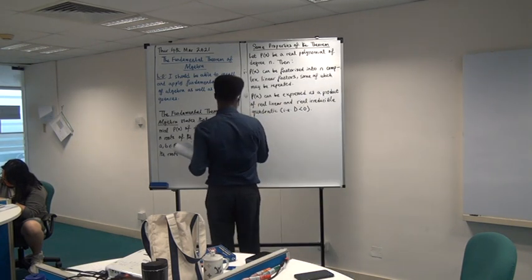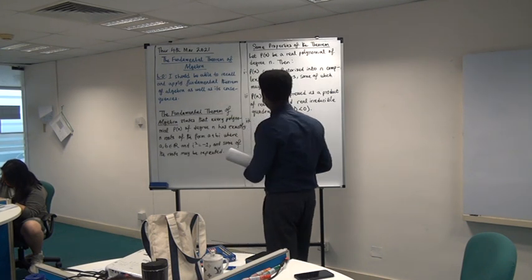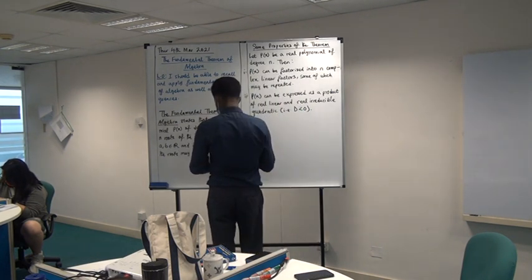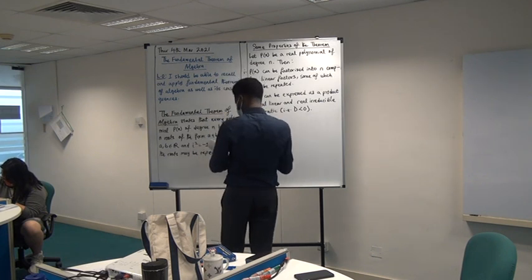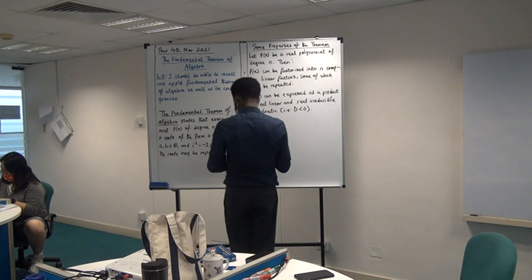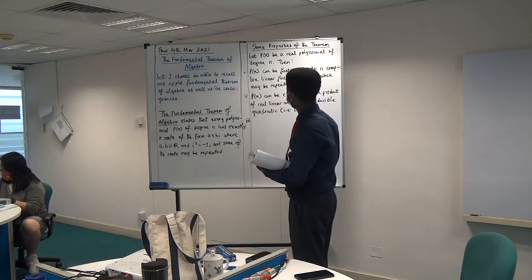So that's the two more. If p is a real polynomial, this is just in addition to this. Maybe I should skip this. P has exactly n roots, some of which may be repeated. We've talked about that already.